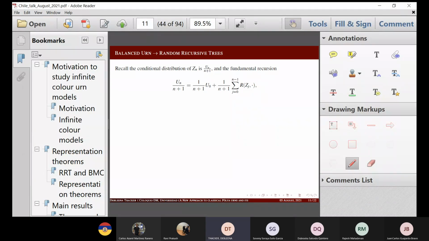Okay. So first of all, recall that Zn is the conditional law of Zn, given by Un by n plus 1. Recall the fundamental recursion equation that we had.